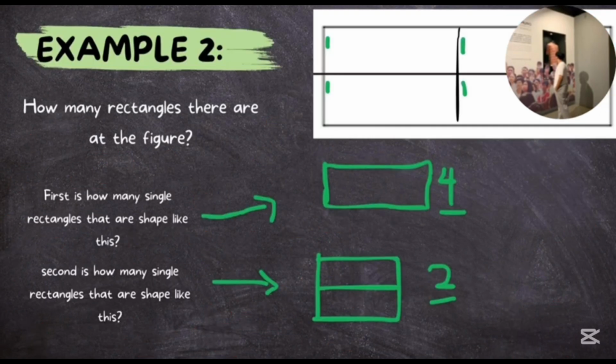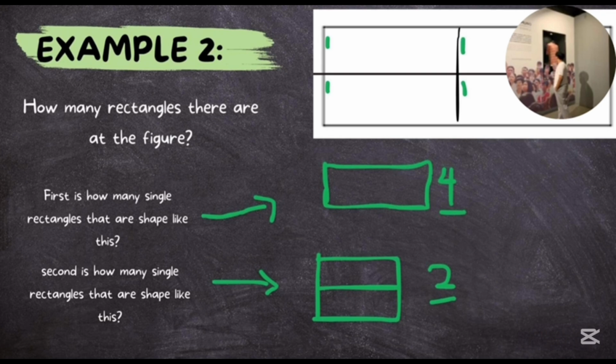So, example number 2 na tayo. So, how many rectangles there are at the figure? So, apply mo ulit yung 3 steps na yon. First is to reclassify naman. Break down into smaller parts yung problem. So, titignan mo kung ilan yung ganyan lang na shape na rectangle dyan sa isang kabuuan na yan. So, 4. Bibilang mo lang 1, 2, 3, 4. So, put down 4. Next is, hatiin mo siya sa dalawang sides.